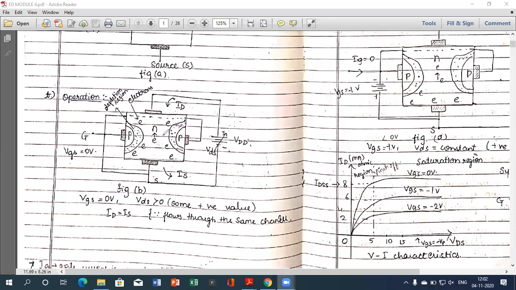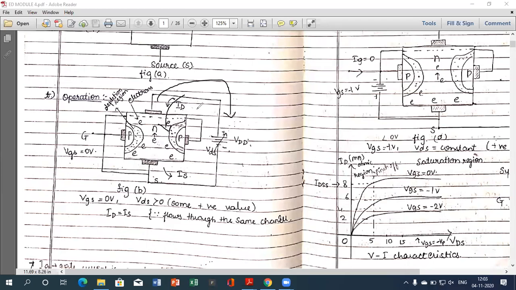Now here the N channel, where majority charge carriers are electrons, will draw the electrons towards the positive terminal of the supply. This flow of electrons towards the positive terminal of the supply causes the current in the channel, whereas the direction of the current is exactly opposite to the flow of electrons. So the direction of current is shown in this way, exactly opposite.